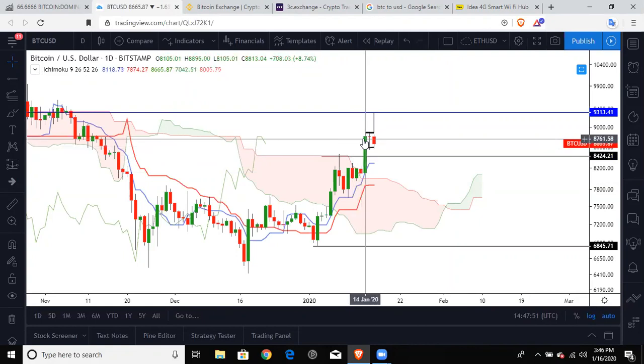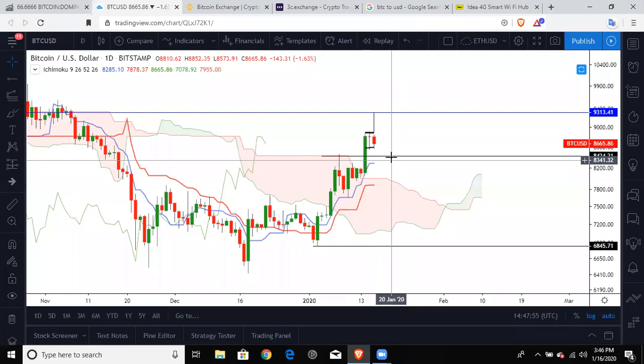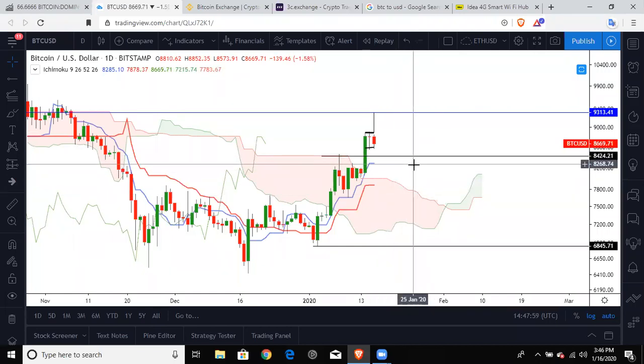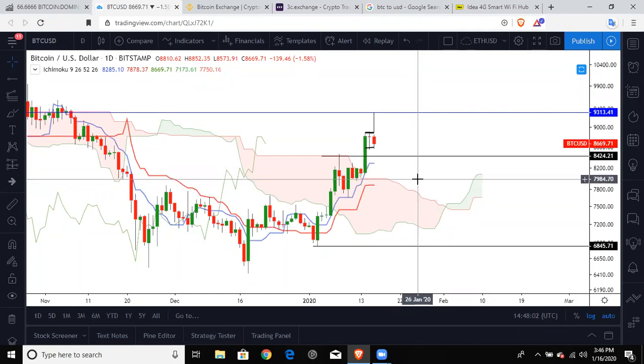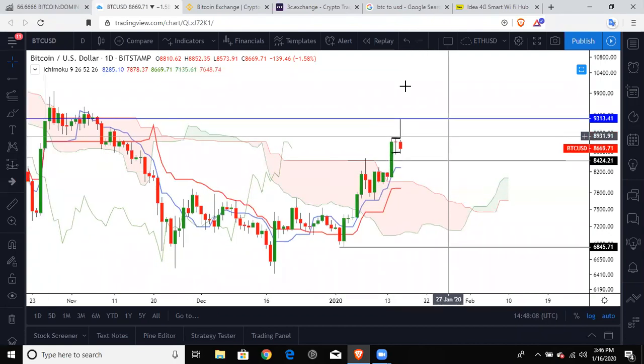If we don't get this breakout to the upside, if it comes down, we should be looking at 8.5, 8.2, and 7.9. Those are the levels we should be looking out for. But for now, I cannot really say what will happen on the so-called Chinese New Year.